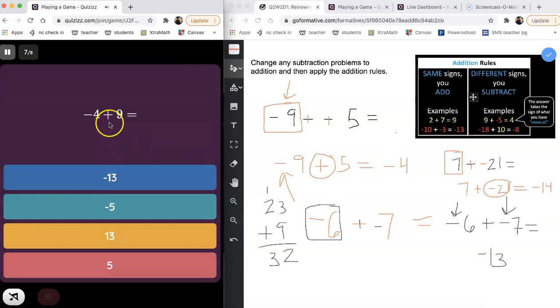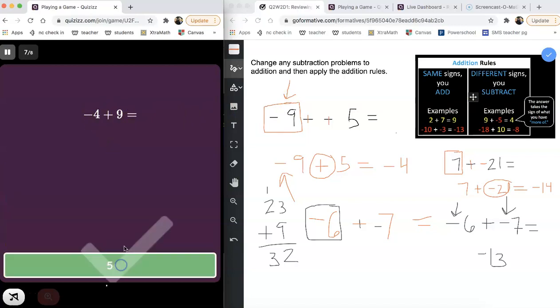In this next example, I already have an addition sign in between these two numbers. So I can go ahead and apply my addition rules. Signs are different, you subtract. 9 minus 4 is 5, and I have more positives than negatives. So the answer is a positive 5.